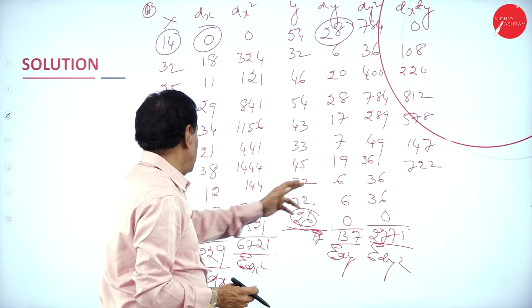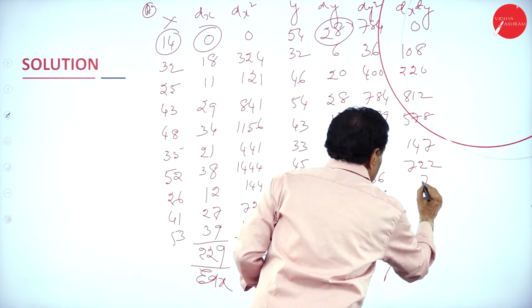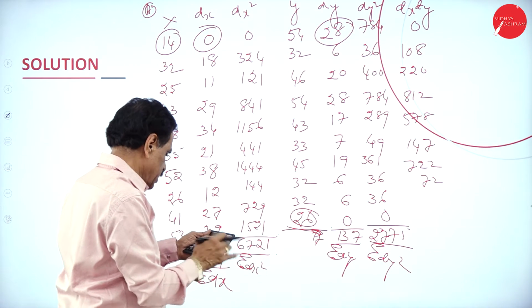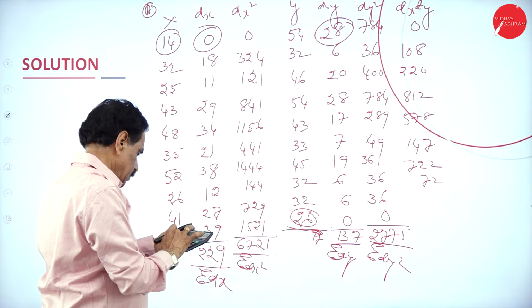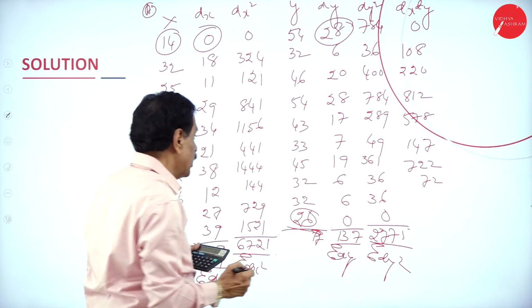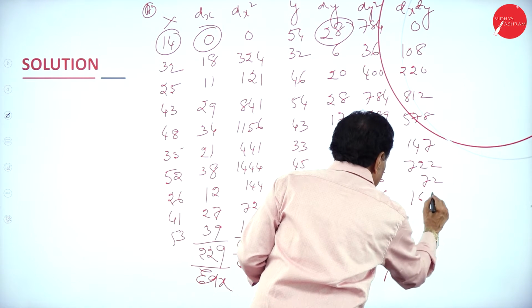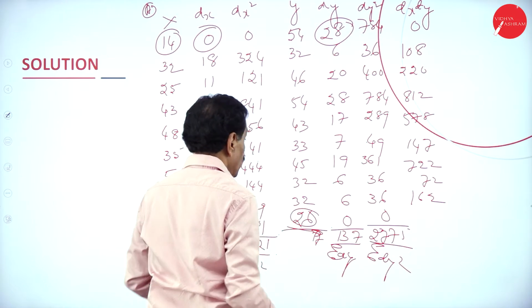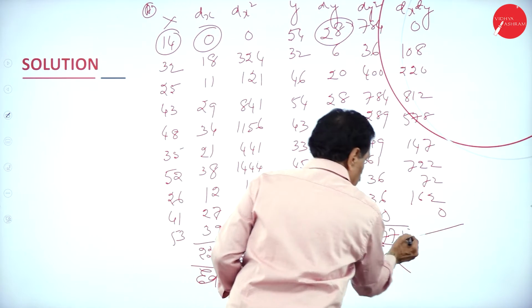Then 12 into 6, 72. Then 27 into 6, 162. 39 into 0 is 0. Add the figure.